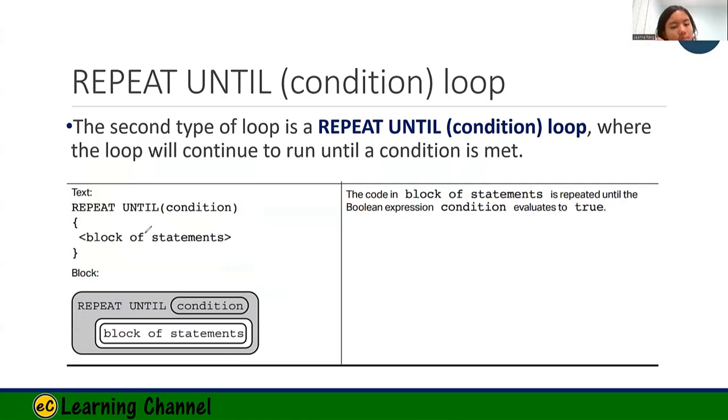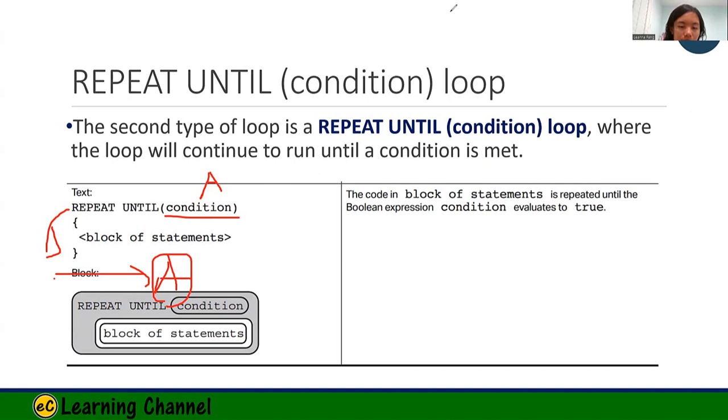Repeat until, so here you have a condition A. When condition A happens, you get out of the loop. So that means that if you are here, then we can be sure that condition A already happened. This we call repeat until condition.